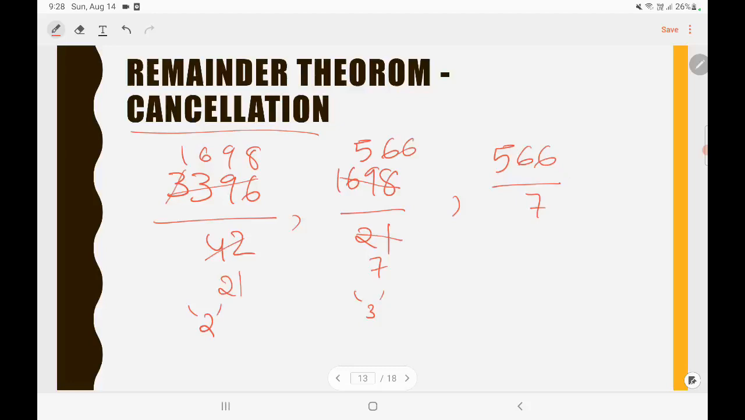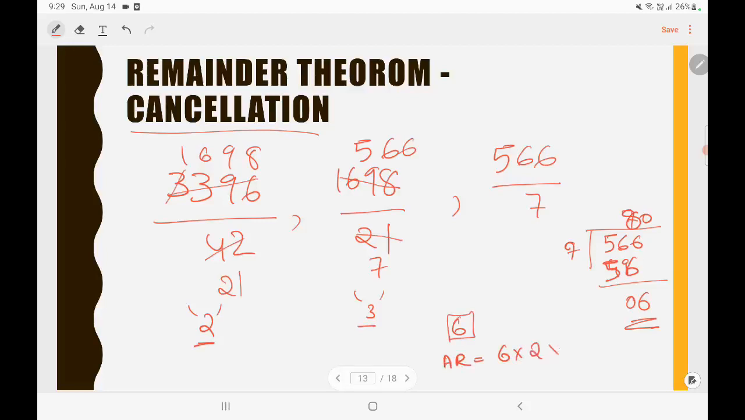Okay, so what is 566 divided by 7? 7 into 80 is 56, so that is 0 and 6. So 6 is the remainder. Okay, 6 is the remainder. So you got 6 as remainder. But you have already cancelled 2 and 3 here. So from this remainder you need to multiply 2 and 3. So actual remainder will become 36. Okay.